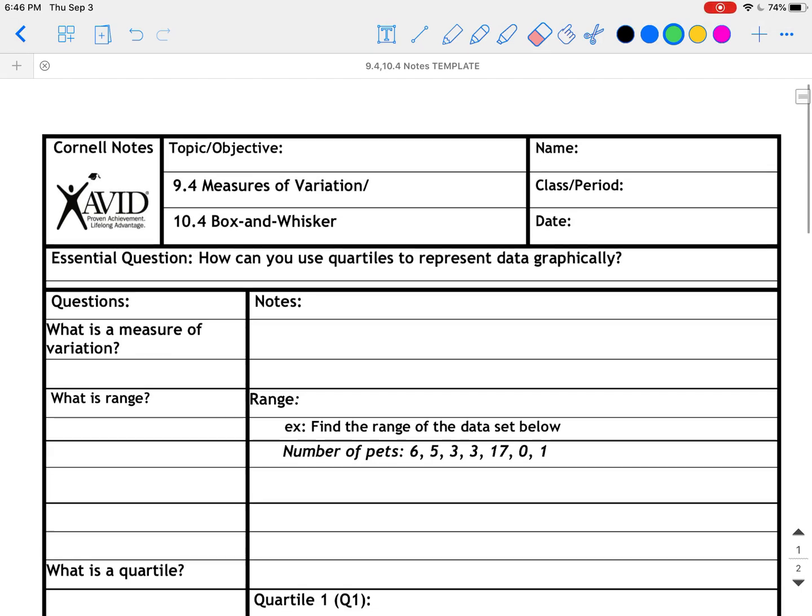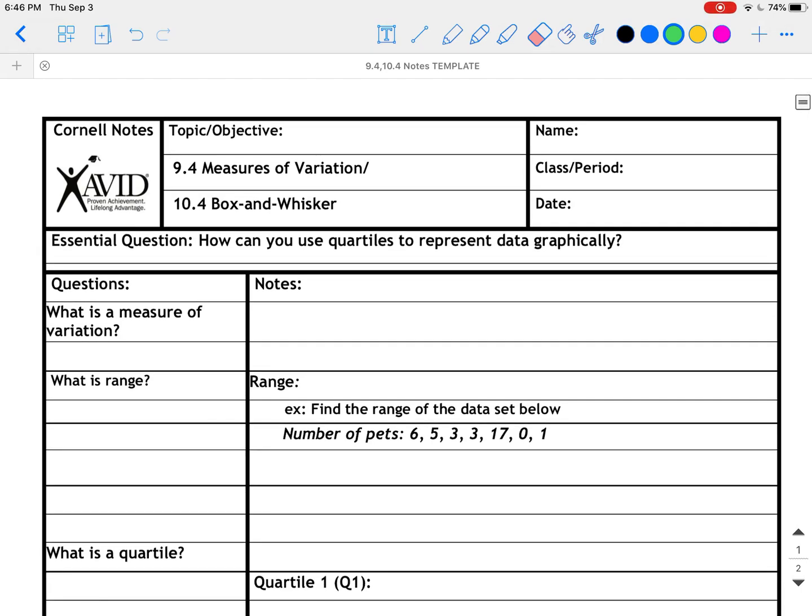Hello class! Today we're going to be talking about sections 9.4, measures of variation, and section 10.4, box and whisker plots. Now, before you get started, hopefully you're getting used to the routine and you know that you should have your math notebook out and something to write with as well. Remember that your notes are going to be a great resource for you when we're working on practice in class, when you're working on independent practice, and of course for your assessments. So please make sure you're following along and taking detailed notes.